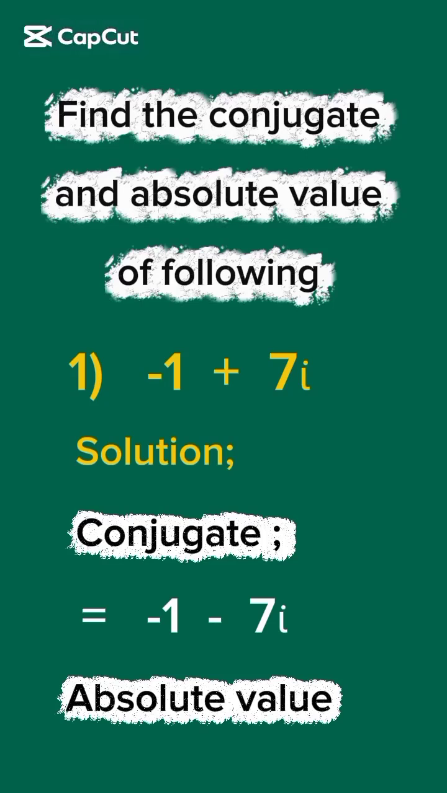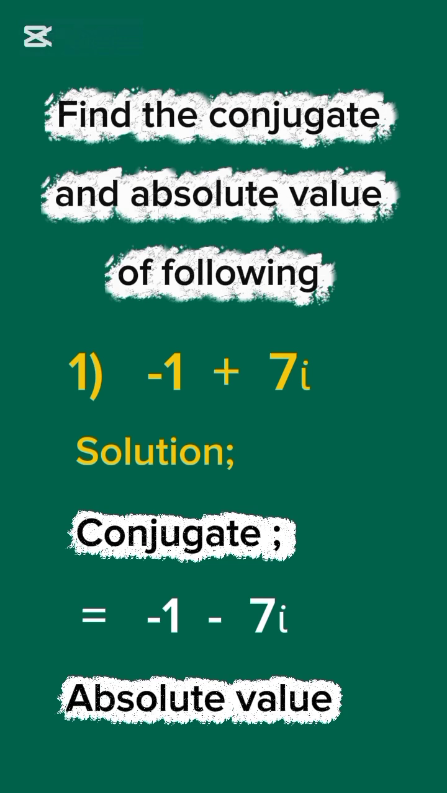In this video, we have to find conjugate and absolute value of following complex numbers. Remember, another name of absolute value is modulus. First question is -1 plus 7 iota. Always remember, in conjugate, we change the sign of imaginary part.